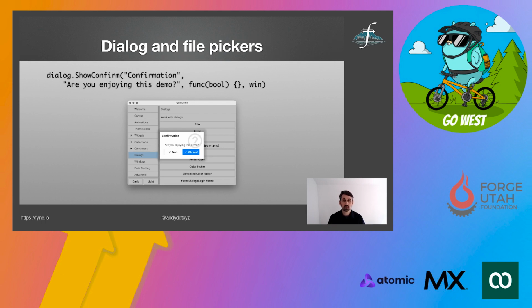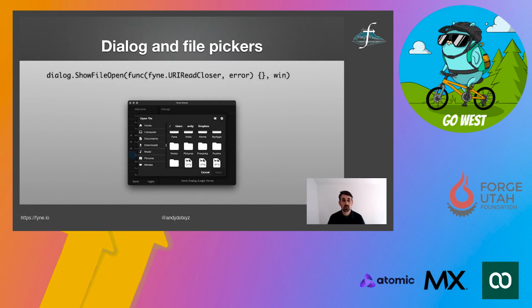Here you can see the confirm dialog in the light theme, and also I'll show you the file open. So again, it's in the dialog package. We call show file open, and the second parameter here is the window as before. The first parameter in this case is the callback when the user selects an item from the file dialog. We'll see a little bit later what a URI read closer is, but you can see that that is the entry point to the data that was chosen, or an error might be passed if there was a problem.